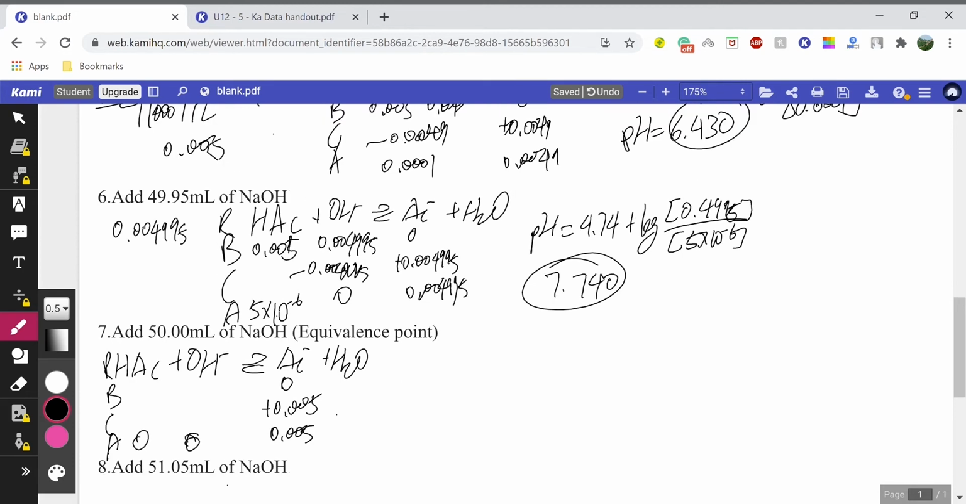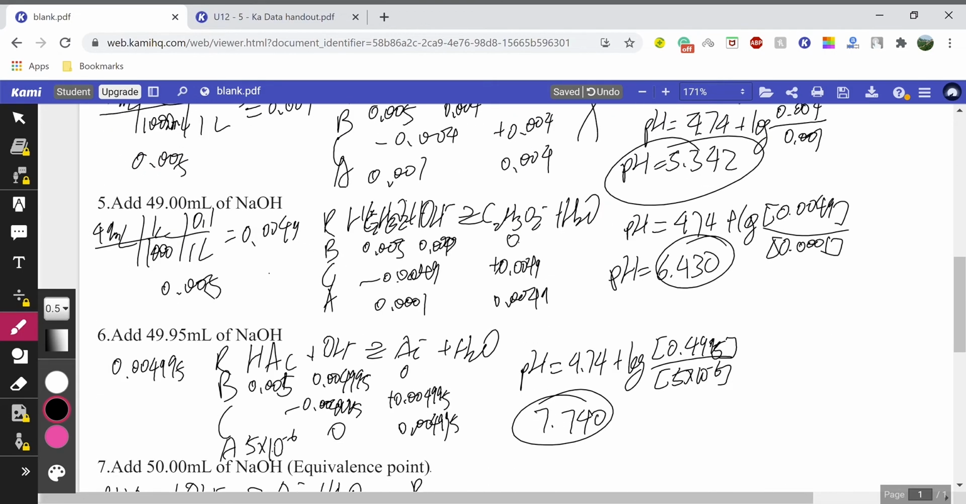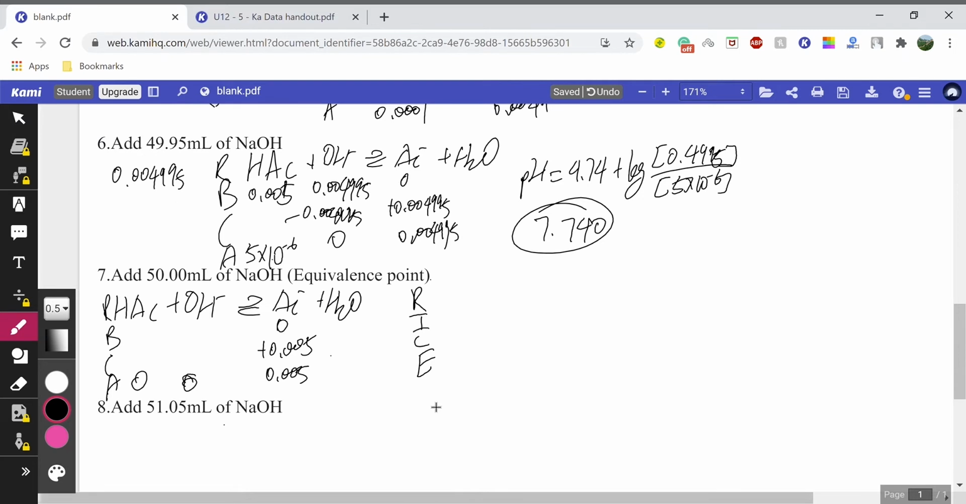So now we actually need to create a new RICE chart. And before we do that, we need to convert this back into molar. So what is our volume? Our volume is 100 milliliters, because we added 50 milliliters and we have 50 milliliters from the beginning. So 0.1. 0.005 divided by 0.1 is 0.05.